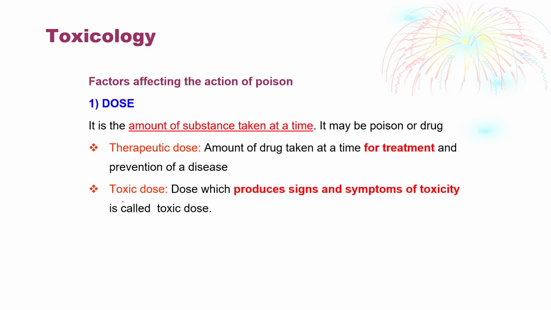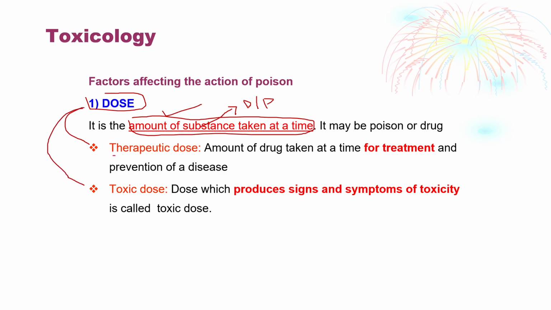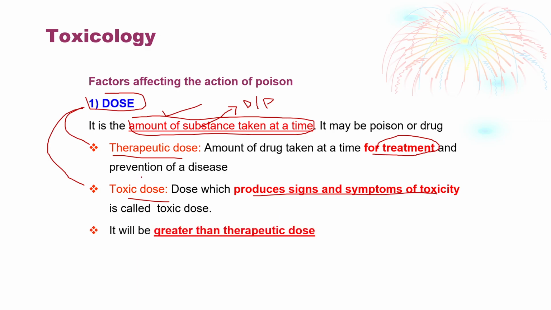Let's describe the dose. The first factor that is going to affect the action of the poison is the dose. We talked about this. Higher the dose, higher will be the signs and symptoms. What is dose by itself? This is the amount of substance taken at one time. That substance might be a drug, that substance might be a poison. There are two types of doses: the therapeutic dose and the toxic dose. Therapeutic doses are those needed for treatment, and toxic doses are those which produce toxic signs and symptoms inside the body. So the therapeutic dose will always be lesser than the toxic dose, or the toxic dose will always be greater than the therapeutic dose.